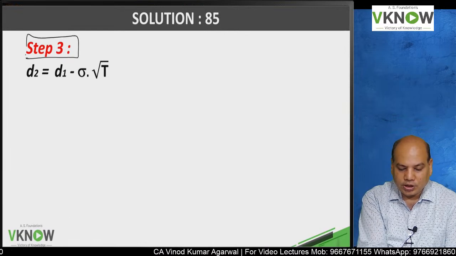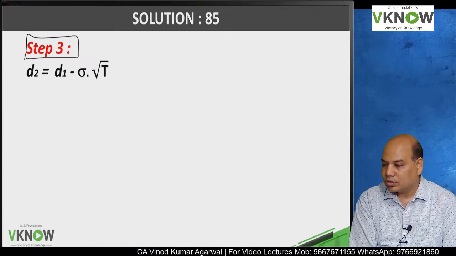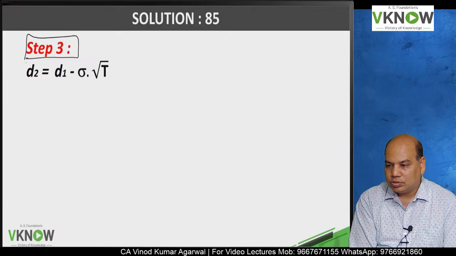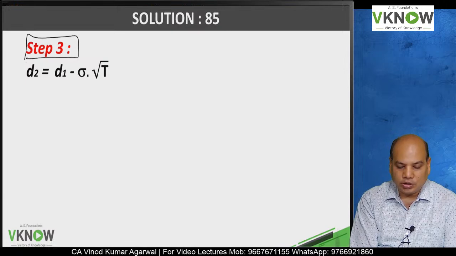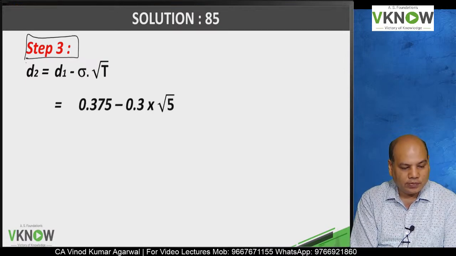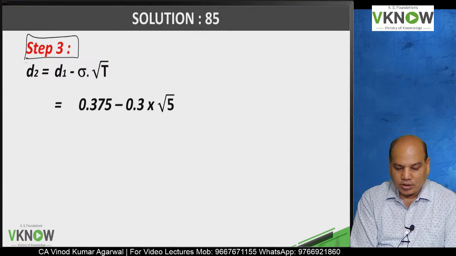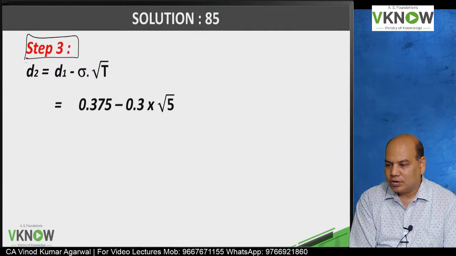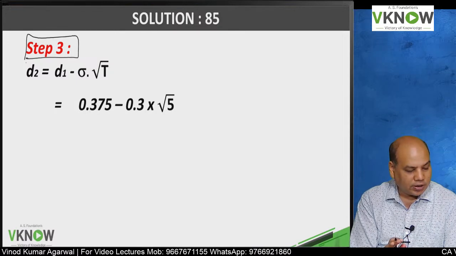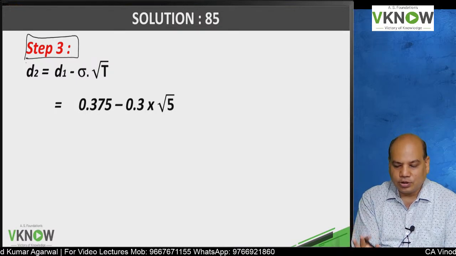Now step 3, write down D2 equal to D1 minus sigma into under root T. Black-Scholes model we have done in your batch. Those who have not done will please first read Black-Scholes model, then come to this question. Otherwise you will not get anything.